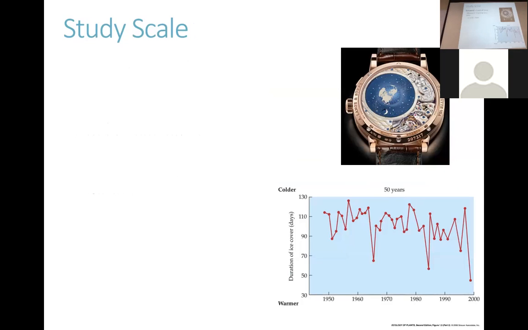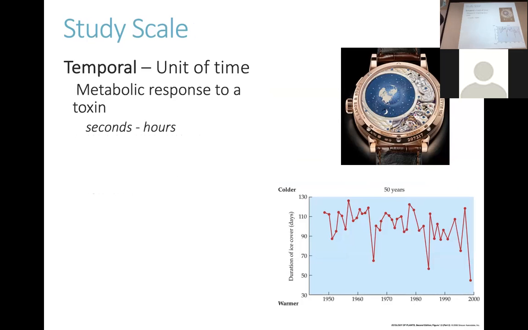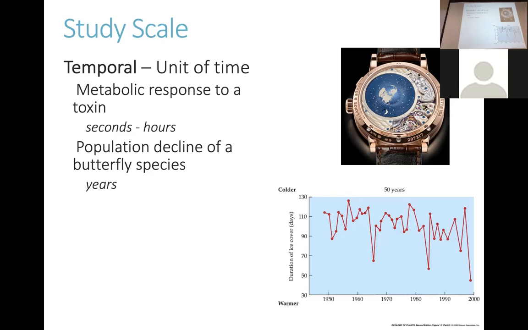And then also temporal. Anytime you see the term temporal, that means time. Temporal changes can be, again, really small scale, so seconds to hours. If you add a toxin to a fish tank and see what happens, it could be seconds, maybe where the toxin has an effect, maybe hours. You can look over years. So if a species is in decline, say a butterfly species, generally you want to look at that over years. You're not really going to see a difference necessarily within a year, but across years you might see differences.